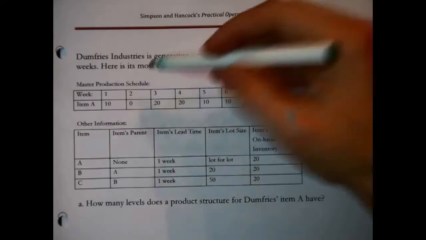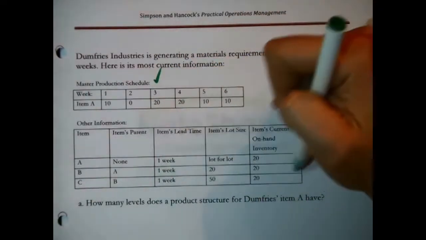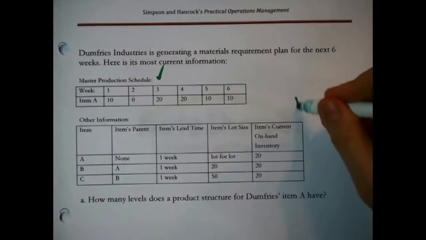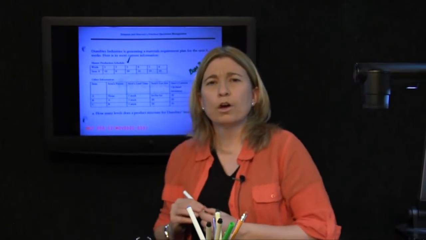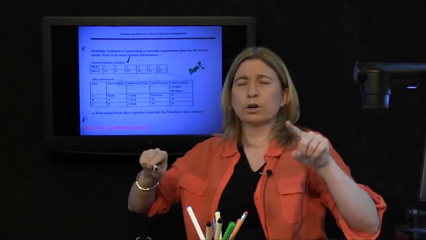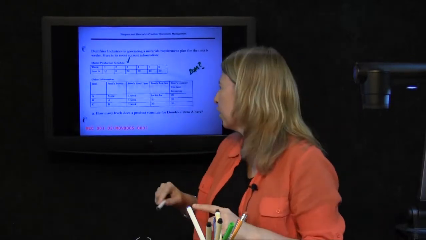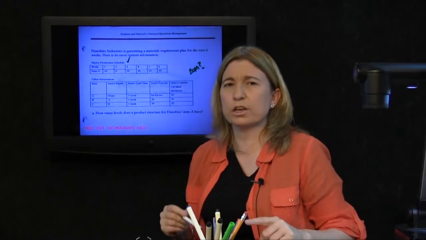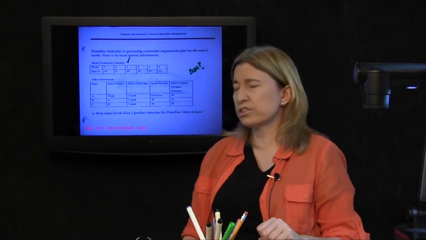Here is the current information: master production schedule, current inventory records. Now, you might say, wait a minute, where's the bill of materials? Right, because this is an MRP problem, and that means that there's got to be some kind of product structure that tells me which parts go into which parts, and I don't see any such thing, but it's here. It's here, and there's a hint.